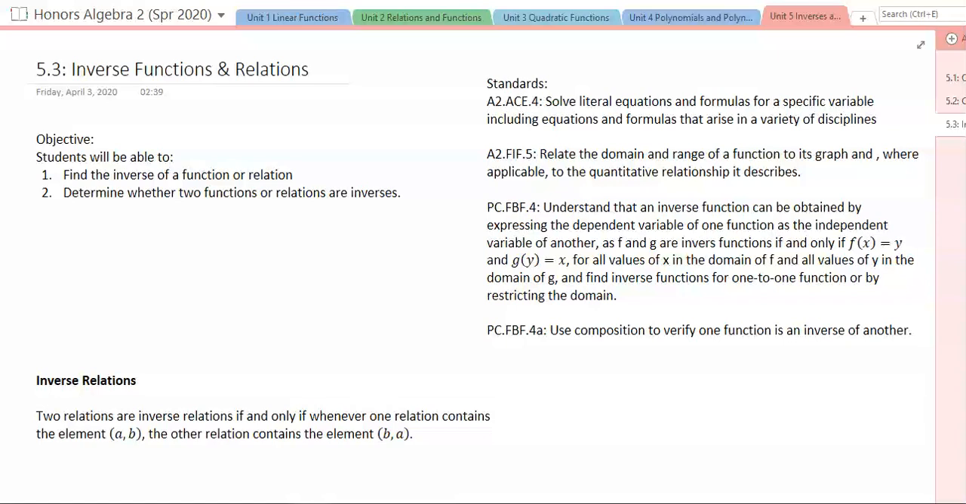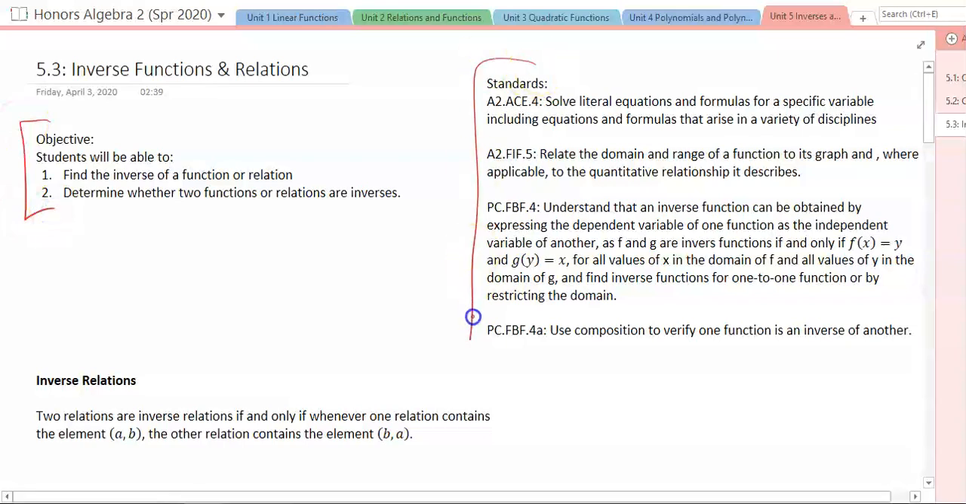We are going to look at 5.3 today on inverse functions and relations. The objectives of this lesson will be to be able to find inverses of relations and functions and to be able to determine whether two functions or relations are inverses. And we've got a boatload of standards here that this will cover.